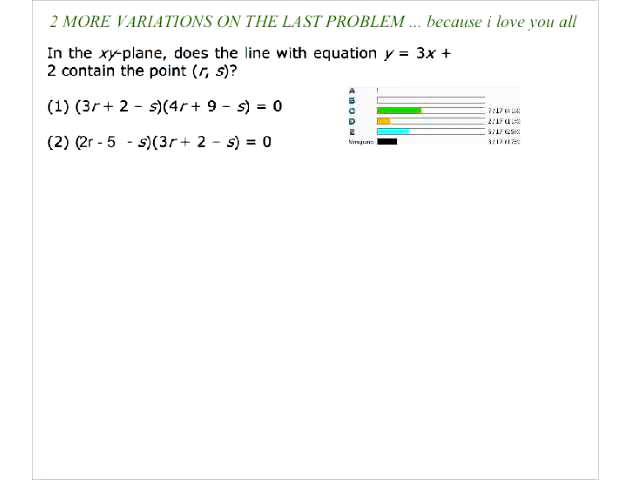Statements 1 and 2, we got a couple answers of D, but statements 1 and 2 are insufficient individually for the same reason they were on the last page. It's the same deal. These are yeses to the question, but these are maybes. And these are yeses and these are maybes. Now let's talk about how to combine these things.